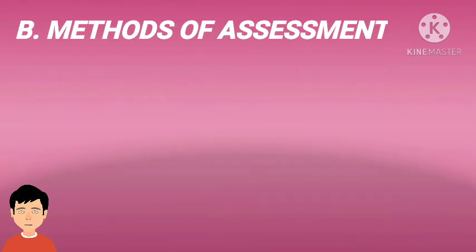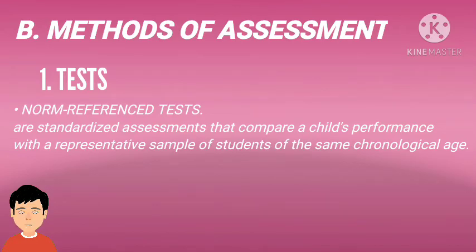Number 1, we have tests. School psychologists, educational diagnosticians, and other related professionals use a variety of assessment tools to ensure that results are valid and reliable. So in here, there are two ways again to assess the identified children who have additional needs. And number 1 is norm reference tests.